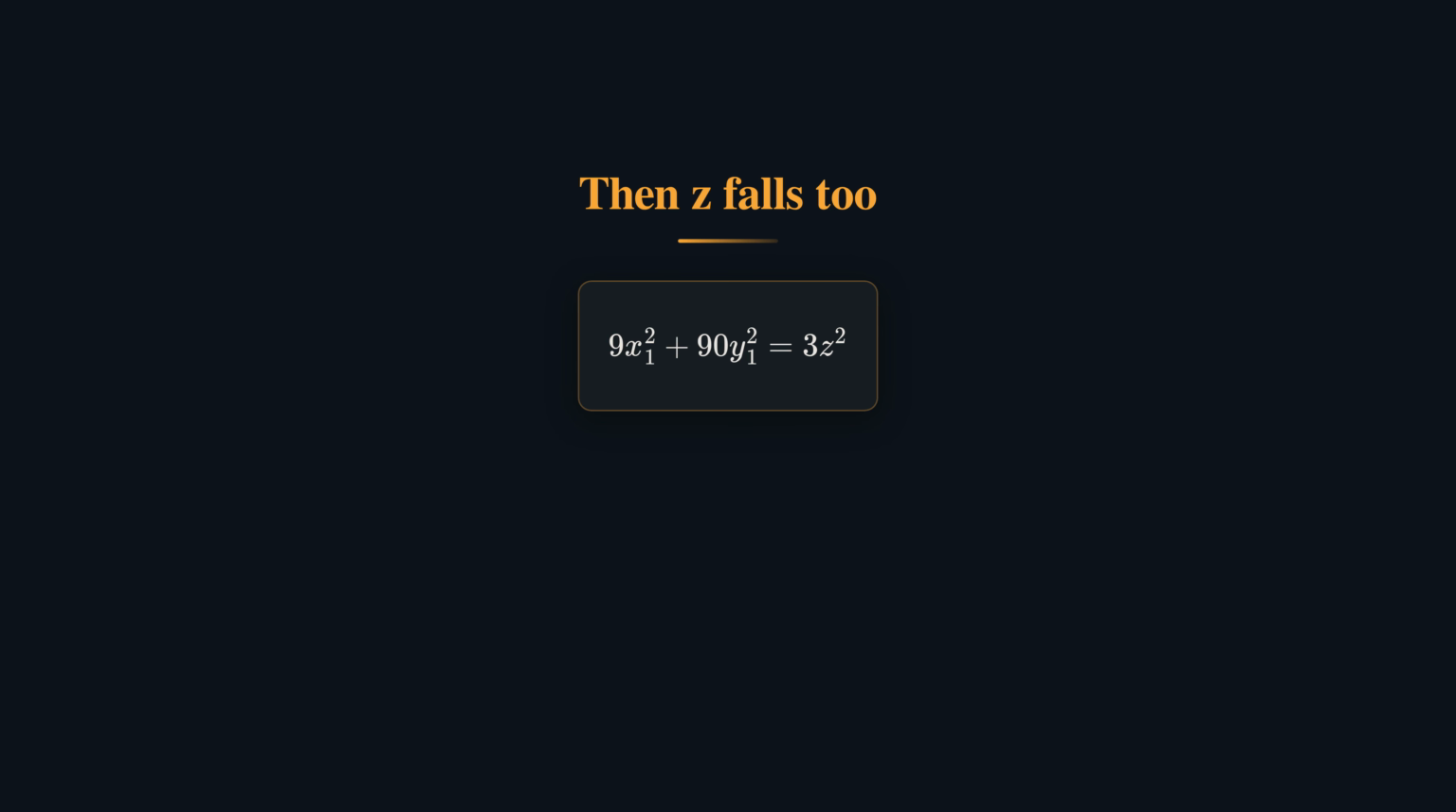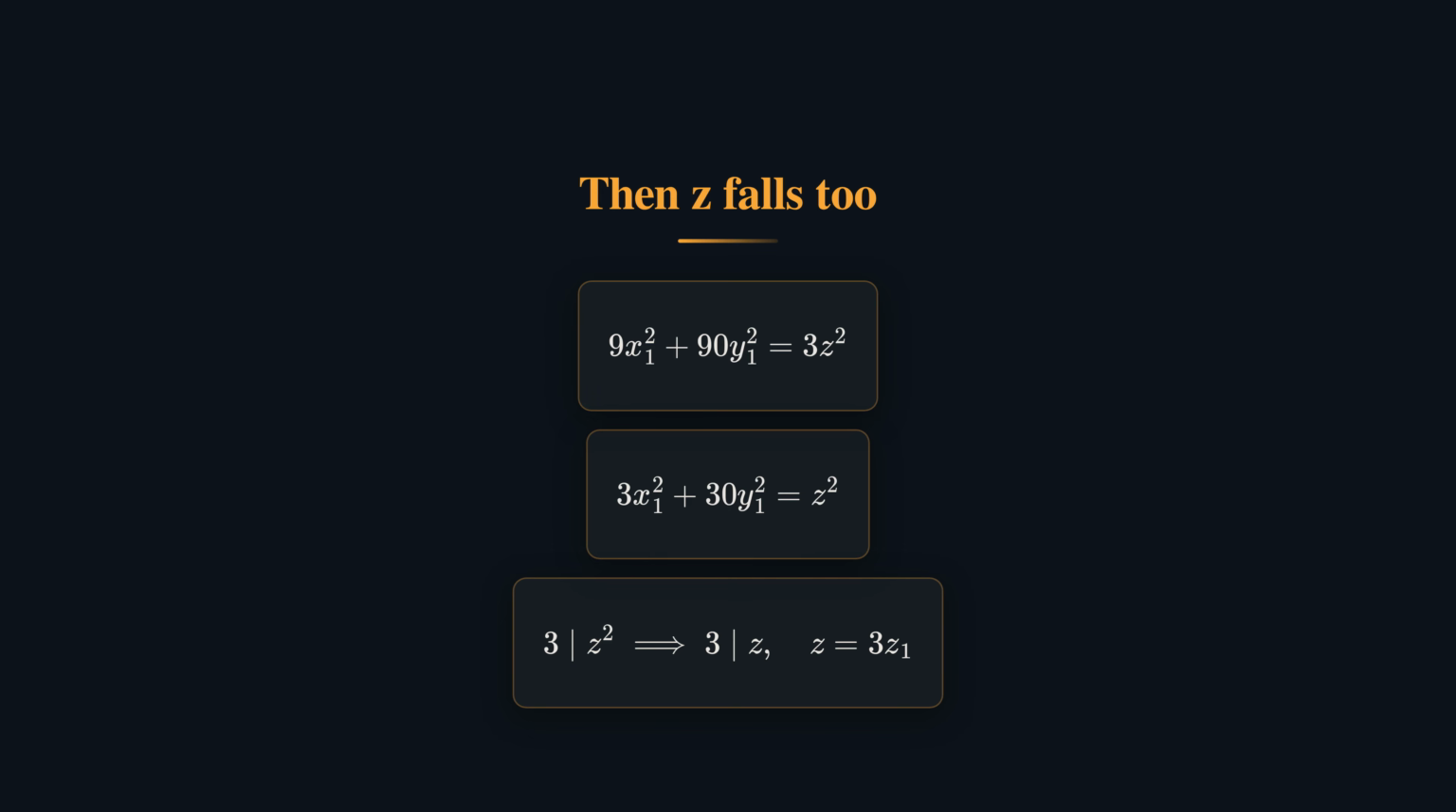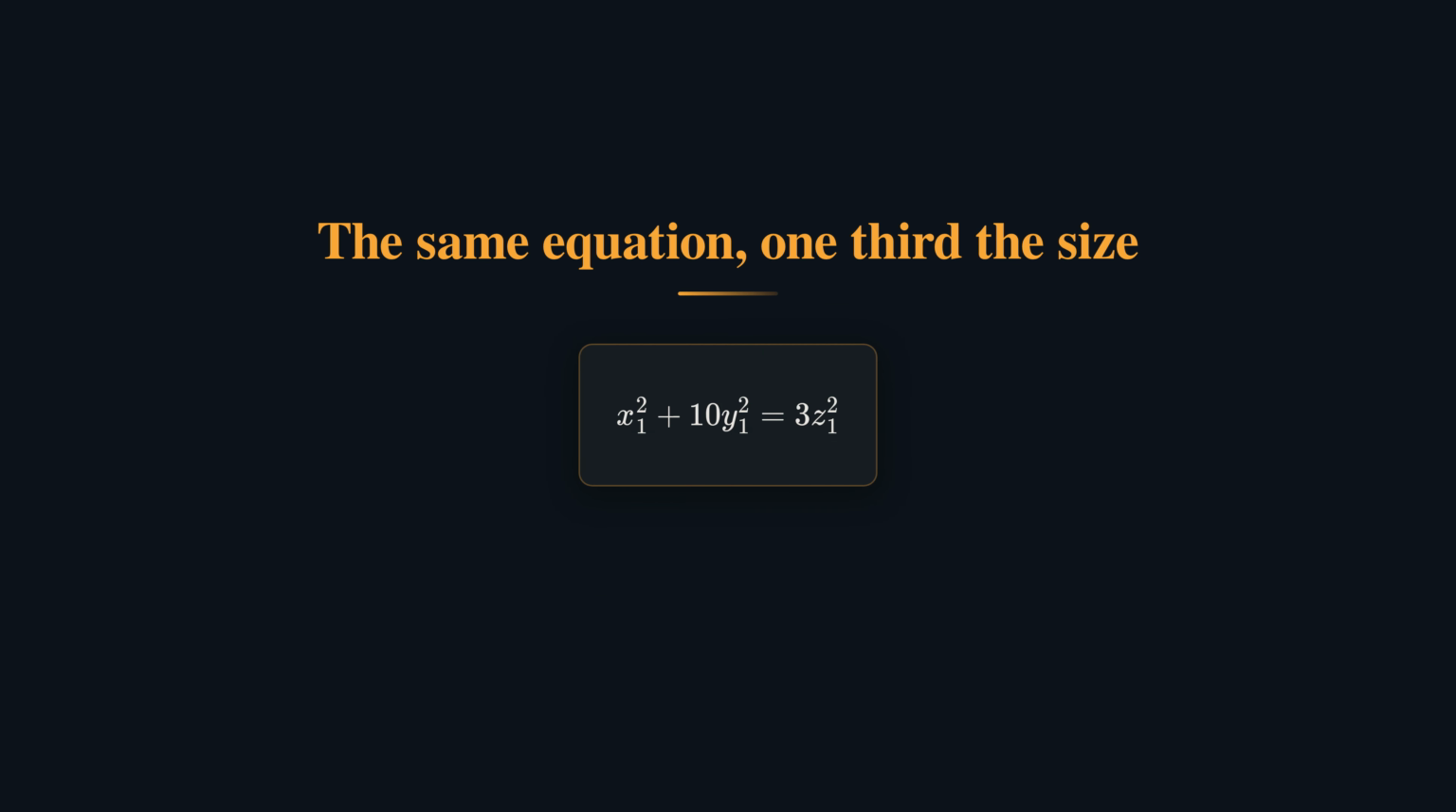Substitute those in and watch what happens to z. 9x1 squared plus 90y1 squared equals 3z squared. Divide through by 3. Now z squared is 3 times a whole number. So 3 divides z squared, and therefore 3 divides z as well. Write z as 3z1. Substitute once more, and the trap closes.